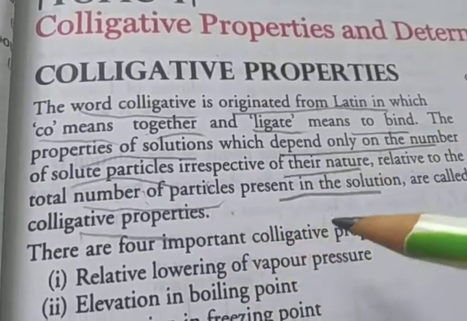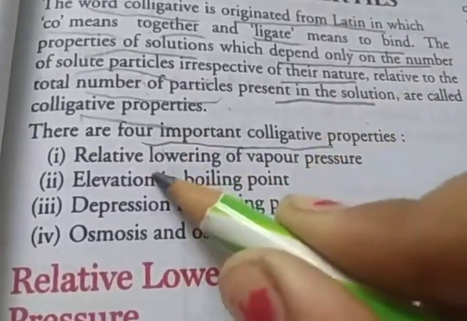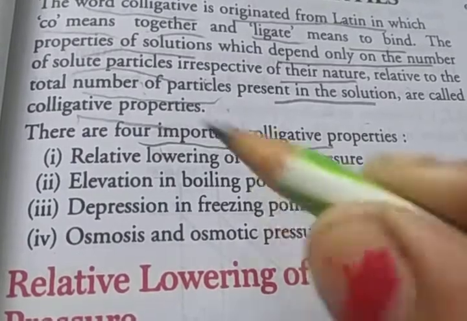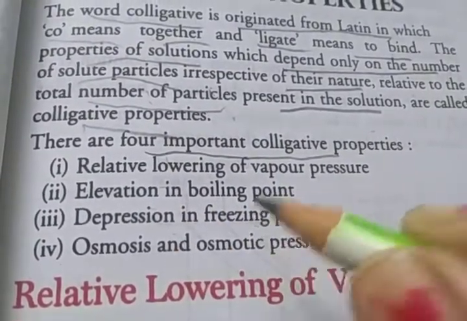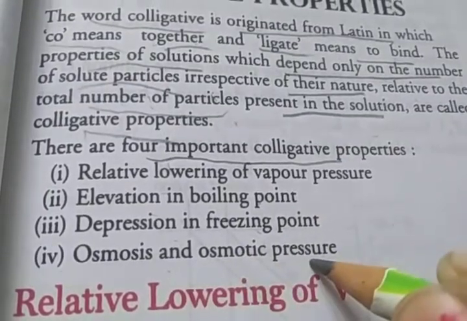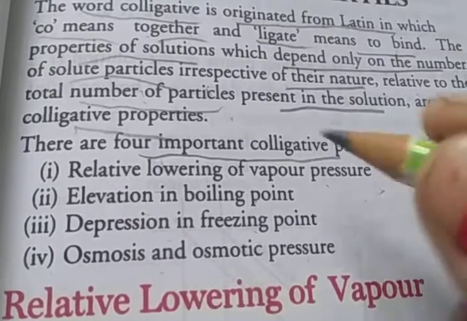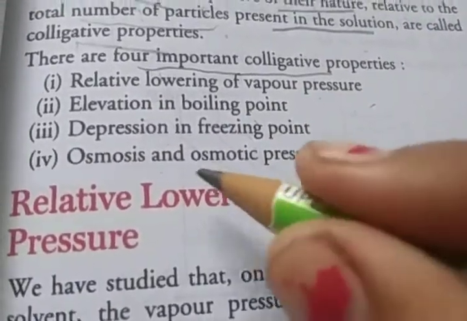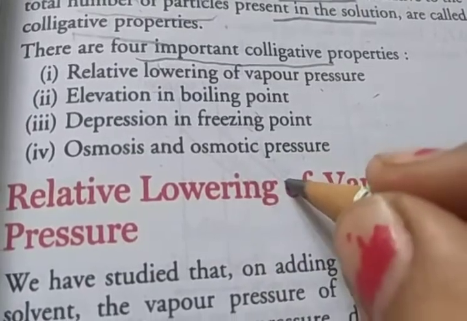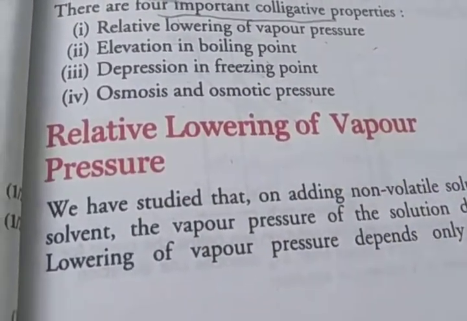There are four important colligative properties: relative lowering of the vapor pressure, elevation in the boiling point, depression in the freezing point, and osmosis and osmotic pressure. So first is relative lowering of the vapor pressure.